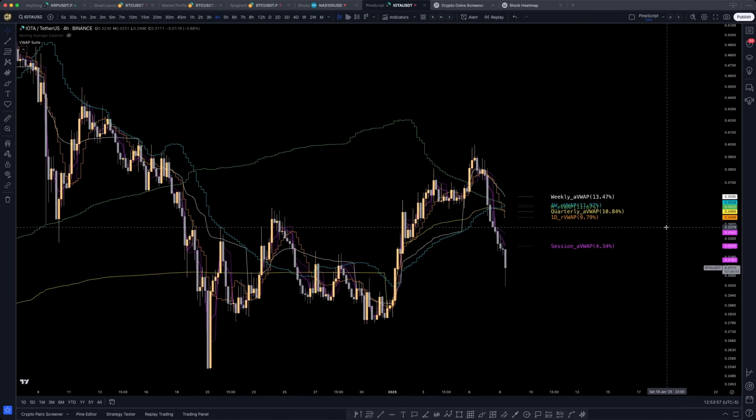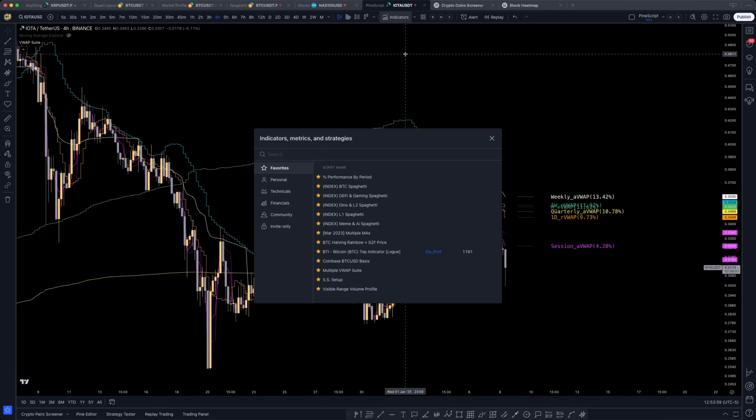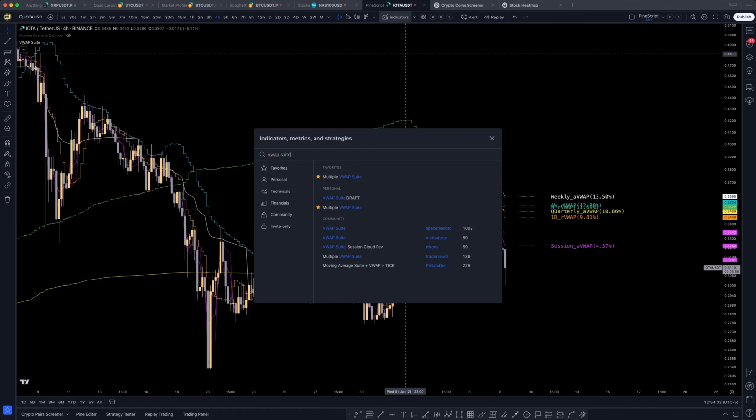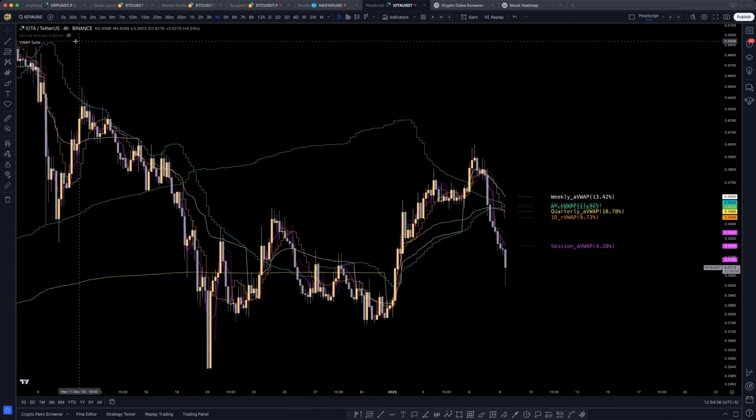If any of you guys want to add the VWAP suite onto your chart, you could simply just type in VWAP suite, and it should be the multiple VWAP suite right here by TradingView 2. You could add that on your chart completely free.